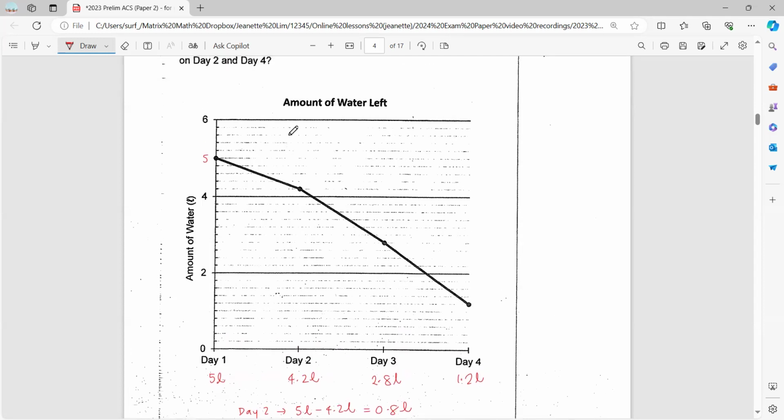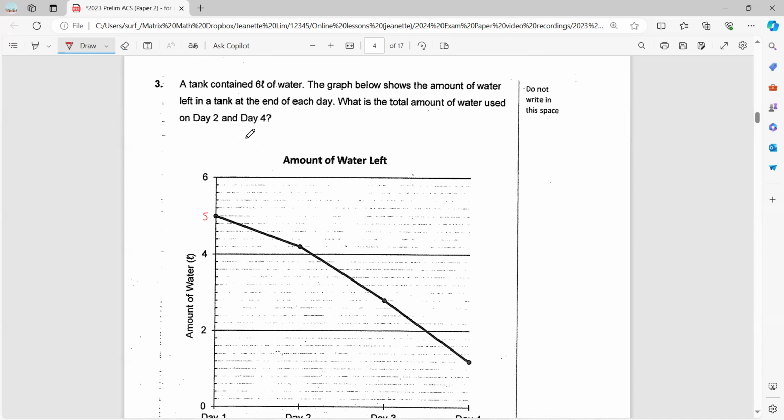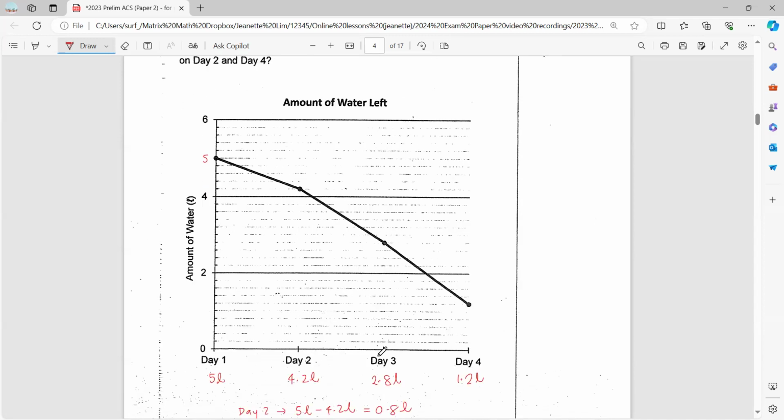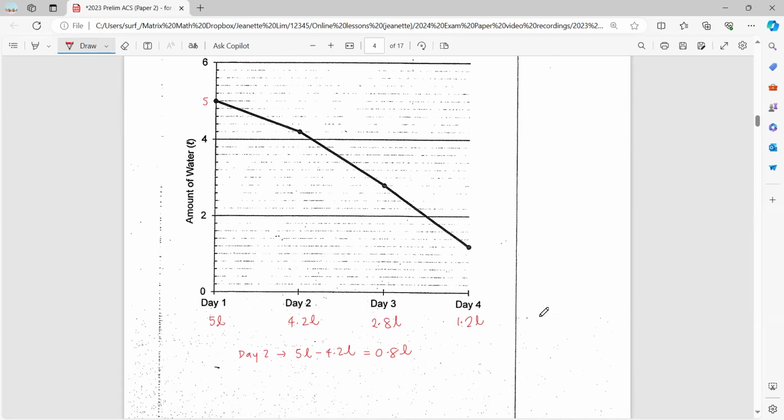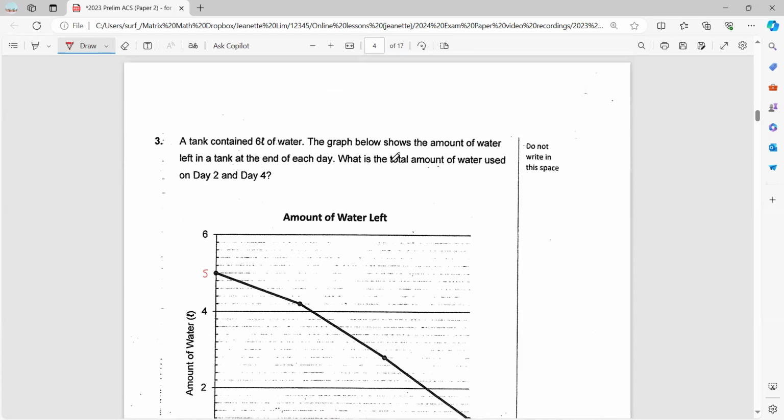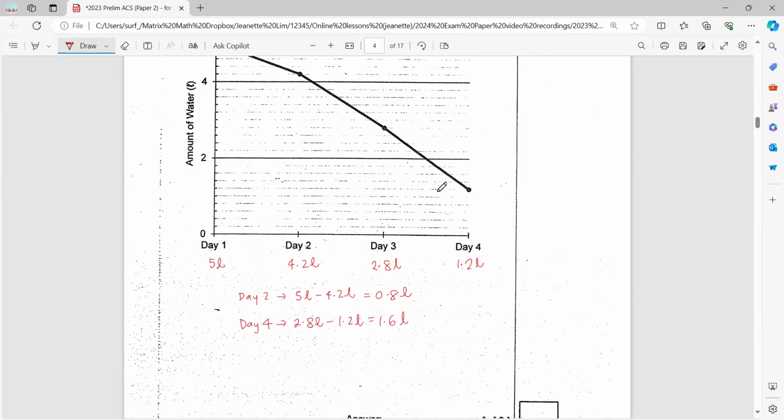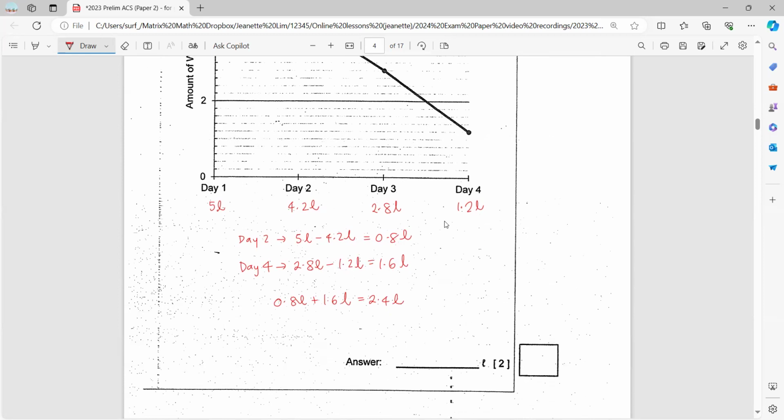That's for day 2. Now, the other one we want to find is the amount used on day 4. So for day 4, we have to look at day 3. From day 3 down to day 4, what was the decrease? So we have 2.8 liters minus 1.2 liters. This is 1.6 liters being used. So the total amount for those 2 days will be 0.8 plus 1.6, which is 2.4 liters. Okay, so answer 2.4.